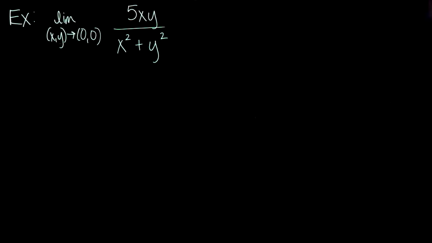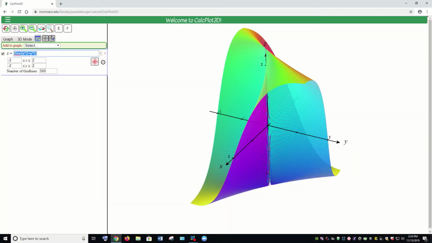Okay, we're going to look at a function, and we're going to actually look at a limit, but I started this time with the graph. So I've graphed the function I just highlighted over here. Z equals 5xy divided by the quantity x squared plus y squared. And I wanted to start with a graph on this one because you can see from this graph that this function has got some kind of strange behavior.